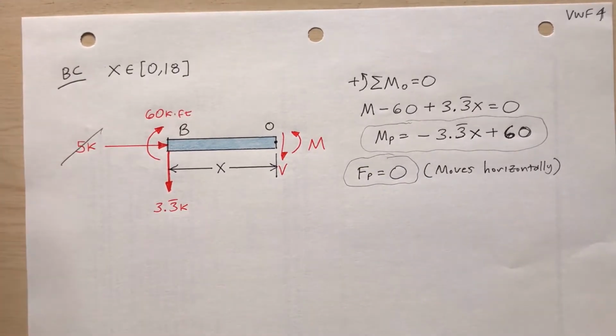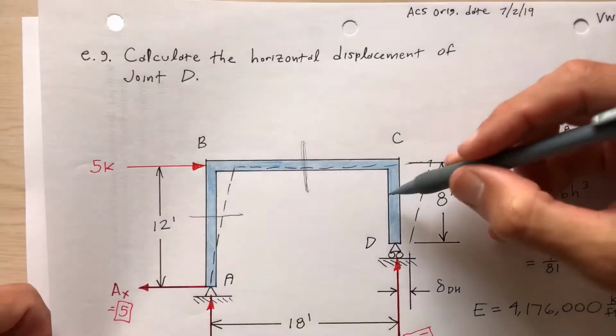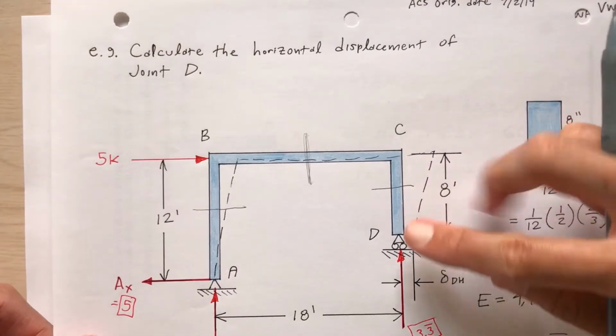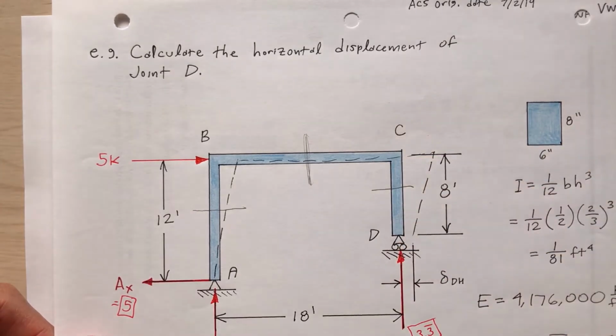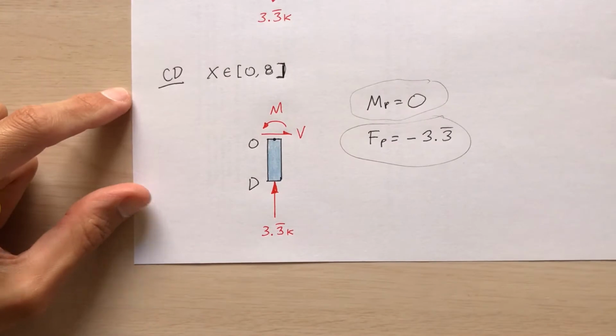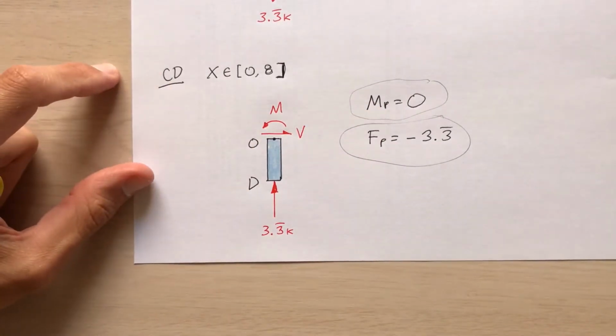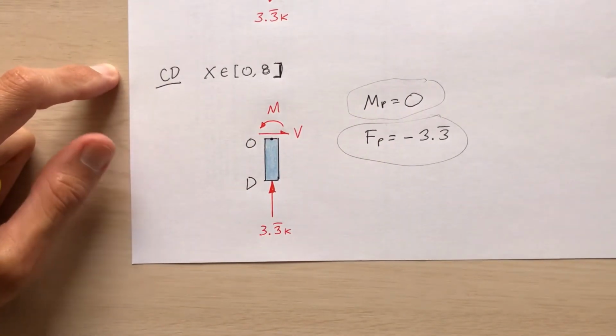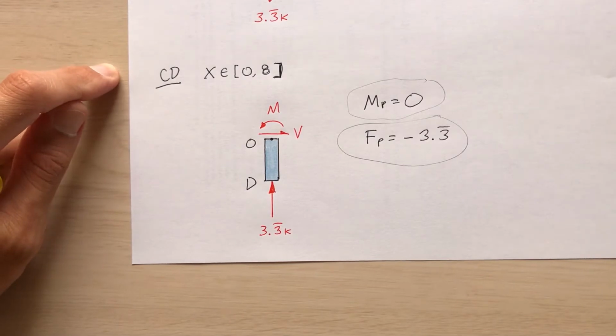Now analyze segment CD. Make a cut here. Analyze this segment. So here's CD. Okay, obviously M sub P would be 0, internal bending moment 0. Axial load 3 1/3 in compression.